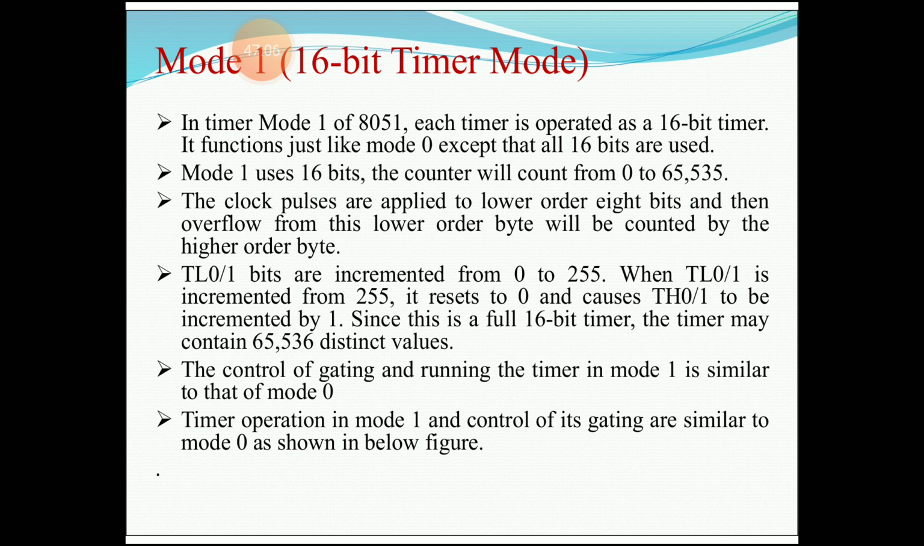That is, TL0 or TL1 bits are incremented from 0 to 255. When TL0 or TL1 is incremented from 255, it reaches 0 and causes TH0 or TH1 to be incremented by 1. Since this is the full 16-bit timer, the timer may contain 65,536 values. The control of gating and running the timer in mode 1 is similar to that of mode 0 operation, as shown in the figure below.